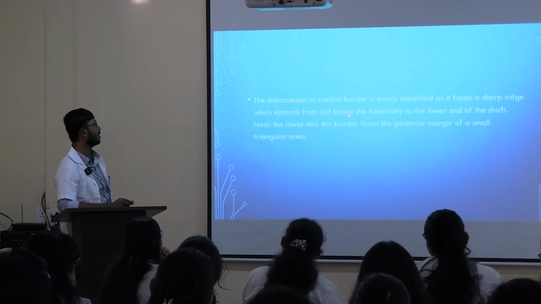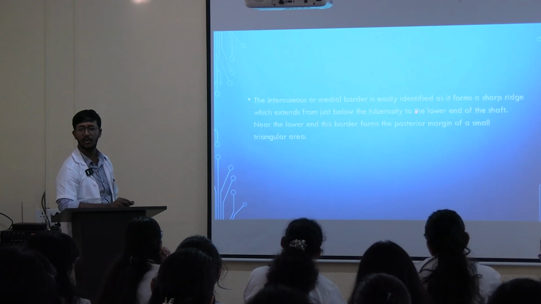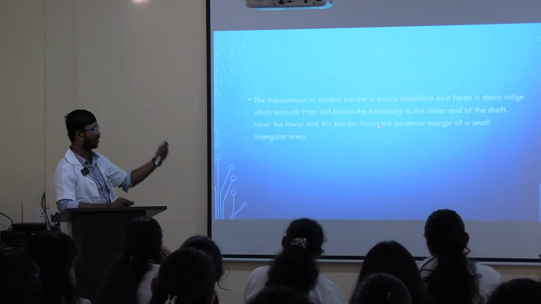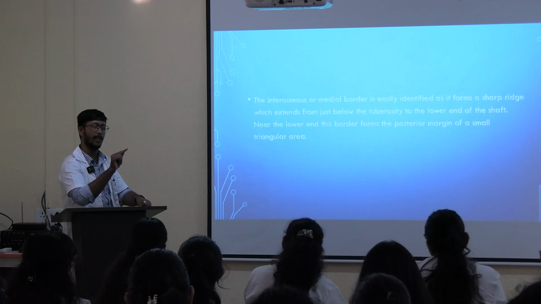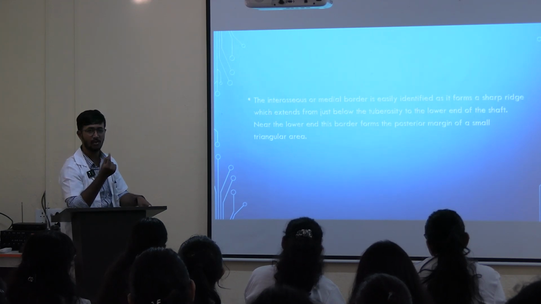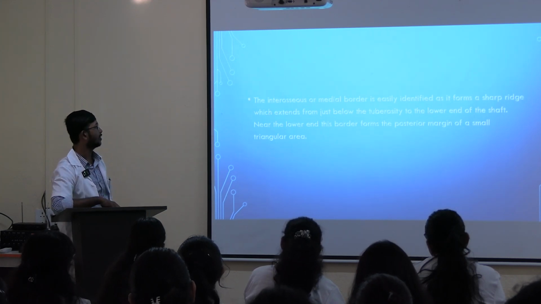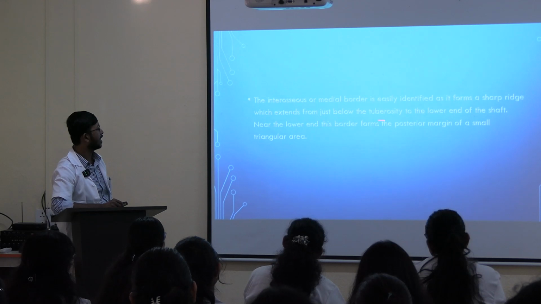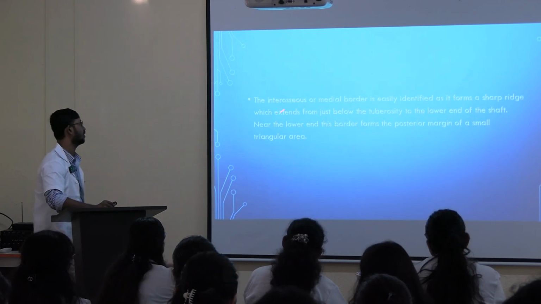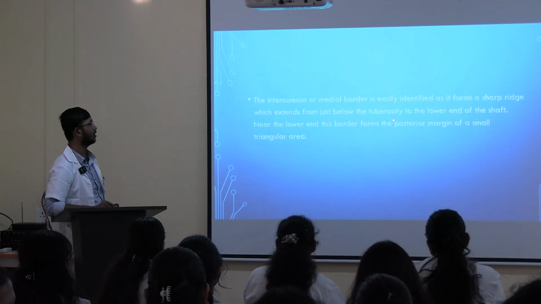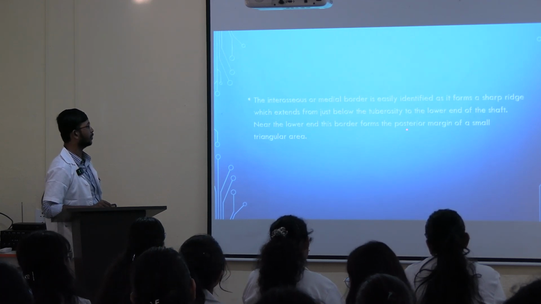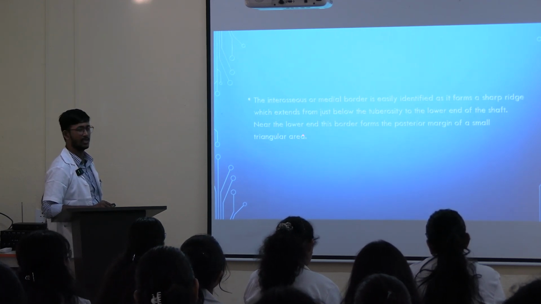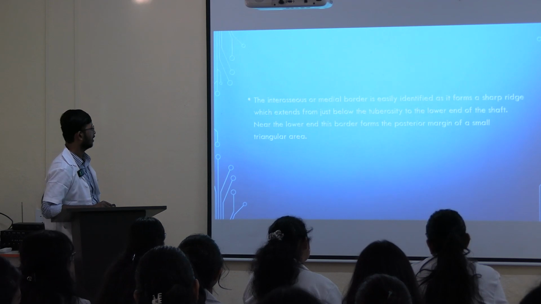Now the medial interosseous border is easily identified. If you have the real bone, you will see that the medial border is very sharp. If you slide your finger along it, it may cut your finger also. It is easily identified as it forms a sharp ridge which extends from just below the tuberosity to the lower end of the shaft. Near the lower end, this forms the posterior margin of a small triangular area. This is not that significant.